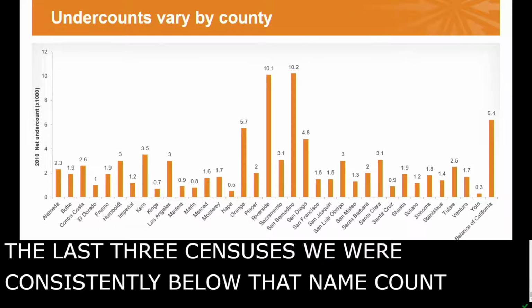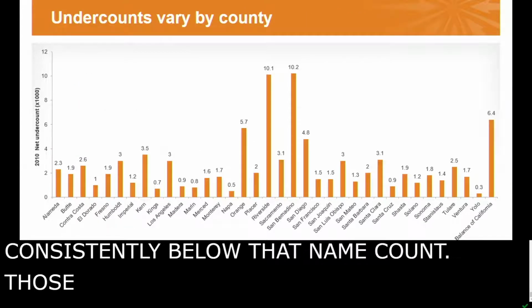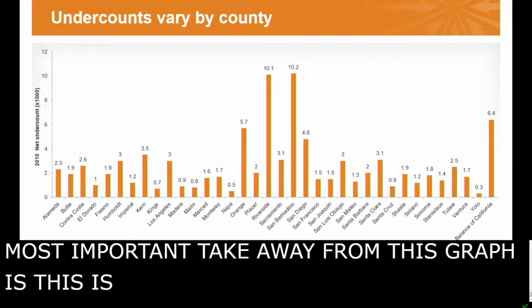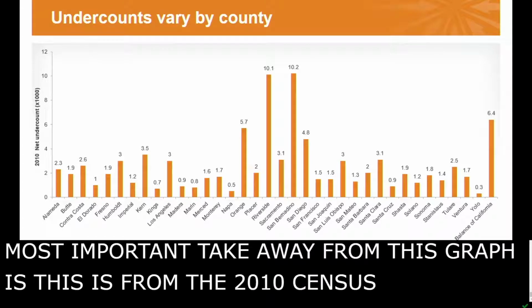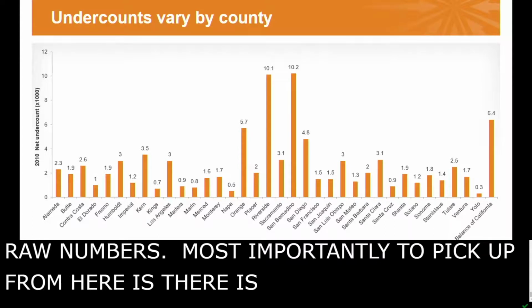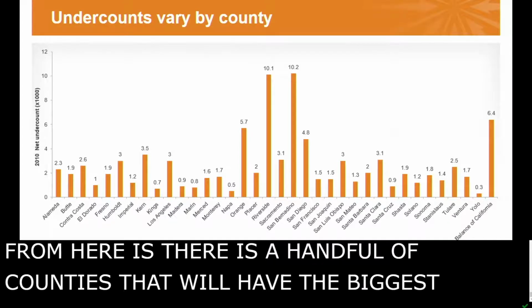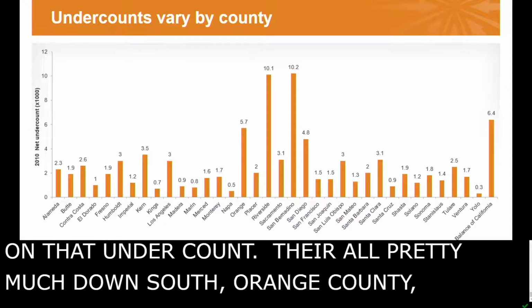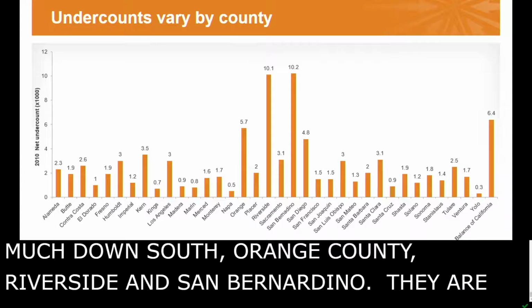Those undercounts vary by county. The most important takeaway from this graph, which is from the 2010 census, and these are raw numbers, is that there's a handful of counties that are going to have the biggest impact on that undercount. They're all pretty much down south: Orange County, Riverside, San Bernardino. They're big counties, and they tend to have the kinds of populations that get missed.